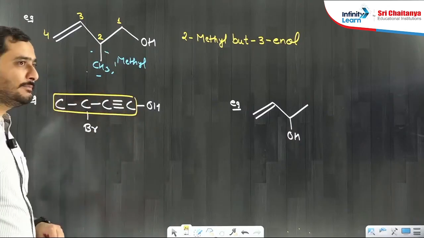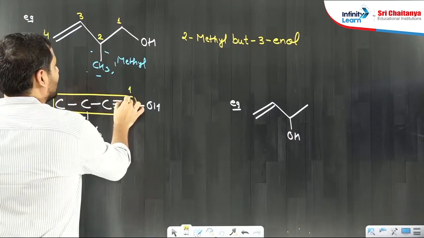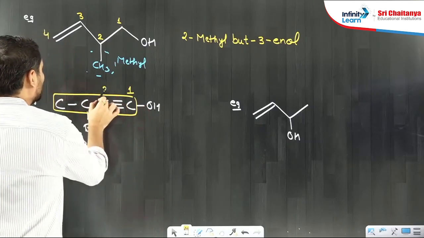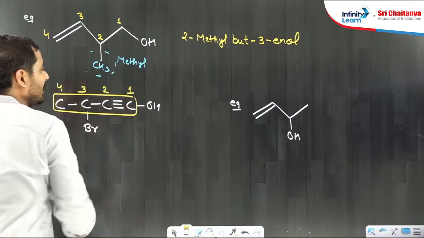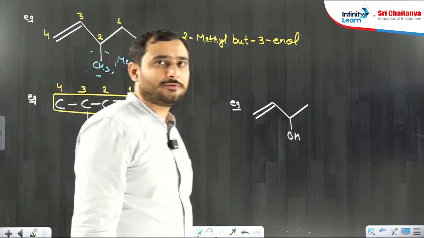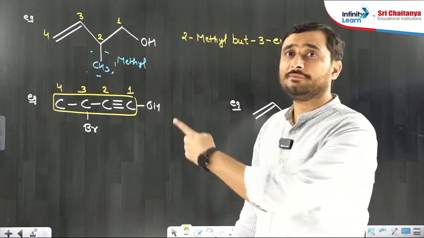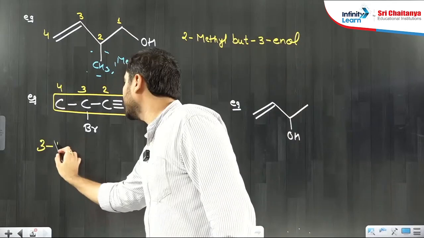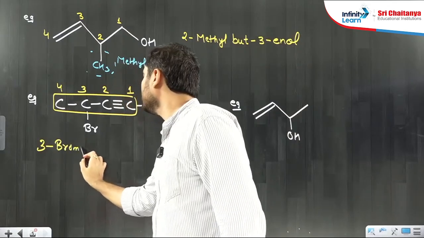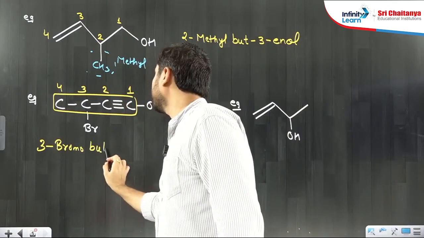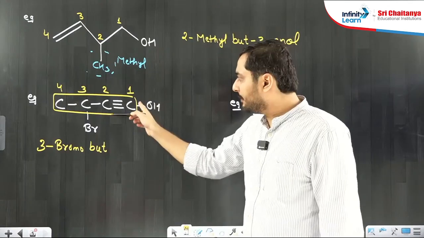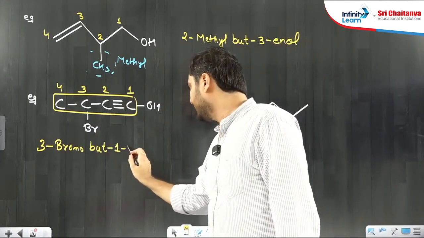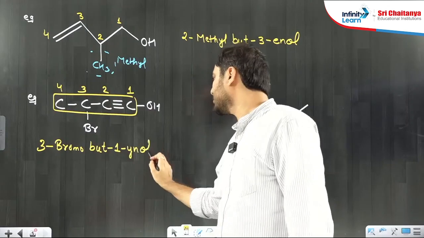This is the parent chain. Now let us start numbering. Multiple bond and functional group is getting number 1. So from here numbering will start 2, 3, 4. Now what is the substituent present here? If you check, the substituent is bromo. At which position is it given? Third position. So what is the name for this compound? It is 3-bromo. Now next is the word root. What do you have to write? But. Now at first position what is present? Ene. So what do we write? 1-ene, and next is ol.